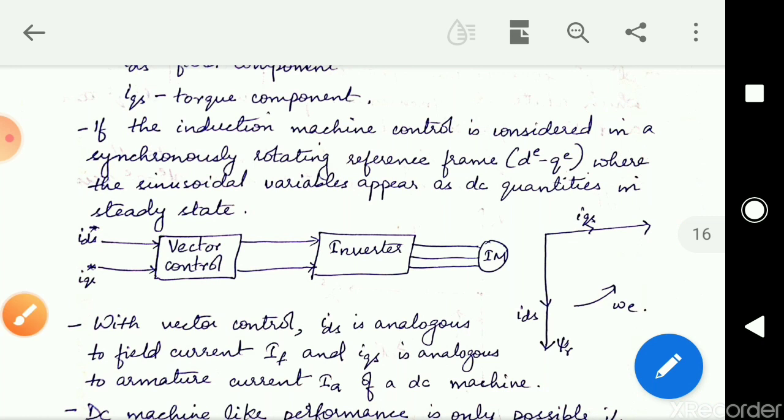Similarly, if you are resolving IDS into IQS, you will get IQS is equal to cos 90 into IDS. Again, you can see that it is 0. So that means there is no component of IDS in IQS. Therefore, if you are changing IQS, it will not change IDS. And if you are changing IDS, it will not change IQS. I hope it is clear.